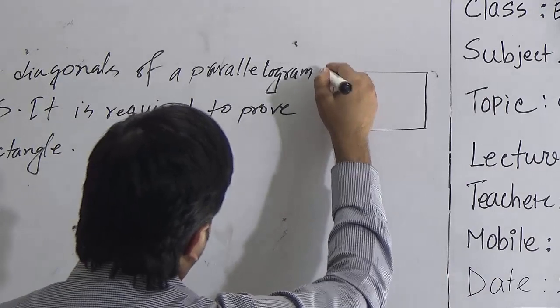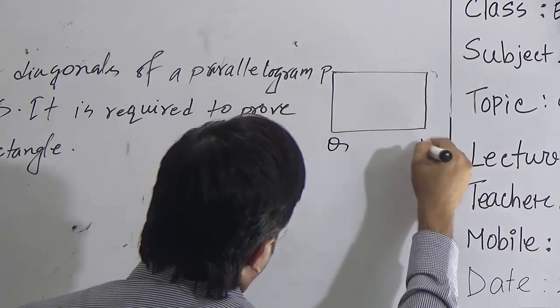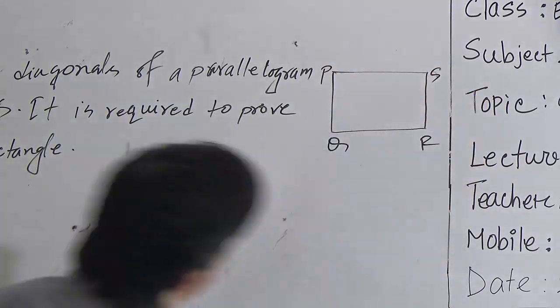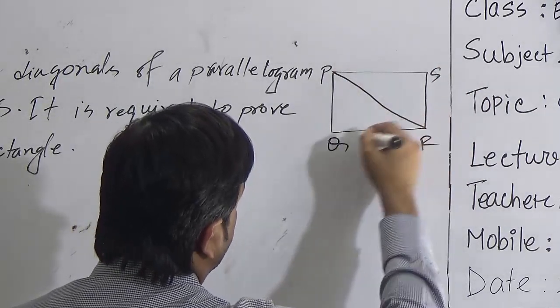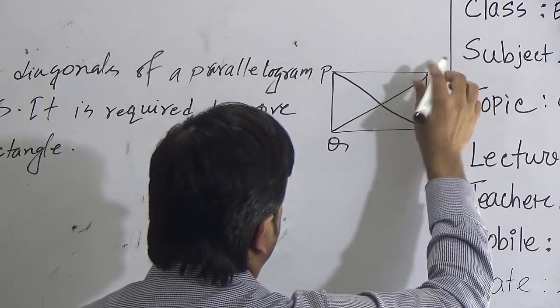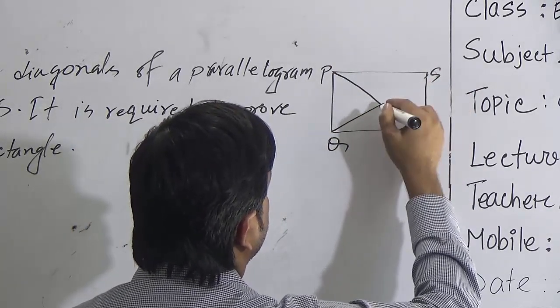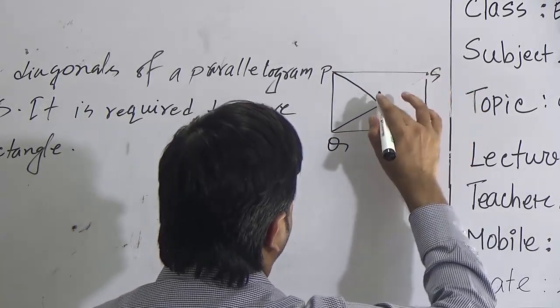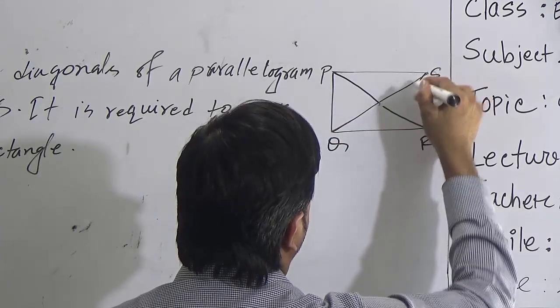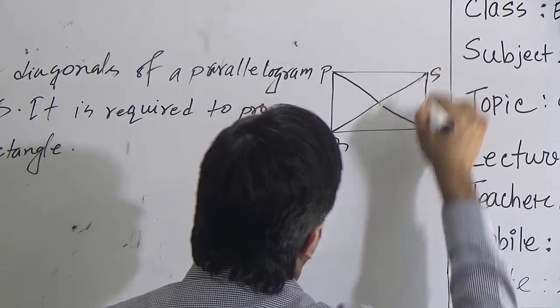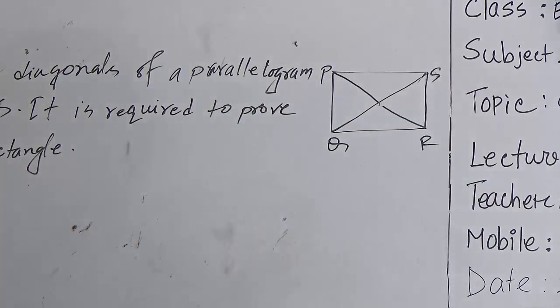This is P, Q, R, S. Here the diagonals are PR and QS. The diagonals are PR and QS.